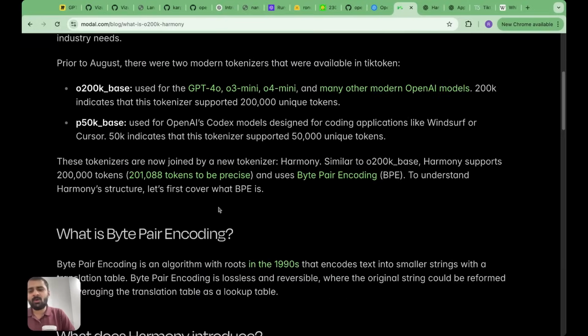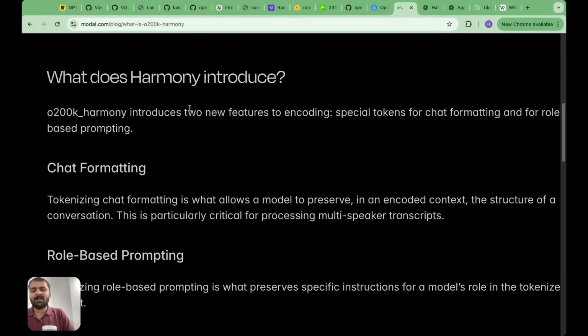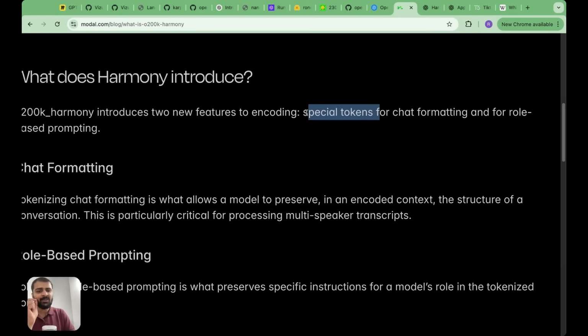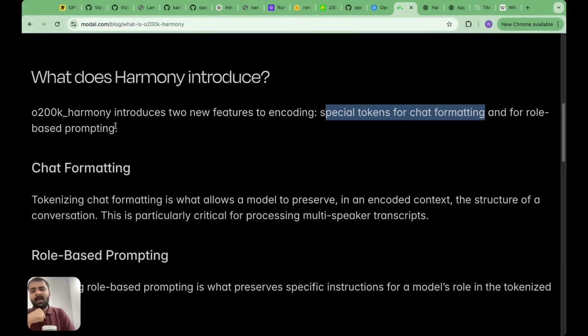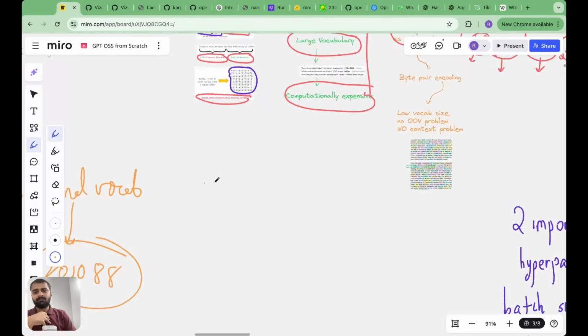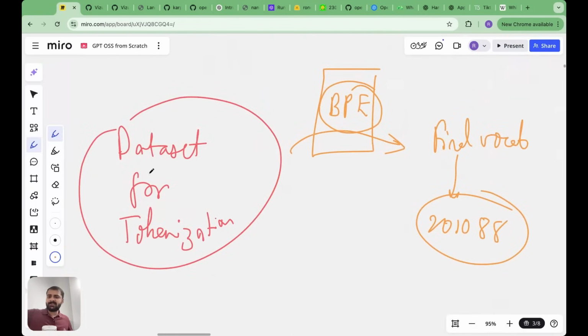So what this Harmony tokenizer actually did is it's still based on byte pair encoding. That's fine, but it added two new features to the encoding scheme. It added special tokens for chat formatting and for role-based prompting. Essentially, this data set which I mentioned to you, right? This data set for tokenization. If you have conversations in that data set, you can add some special tokens there. Special tokens such as, let me show you.